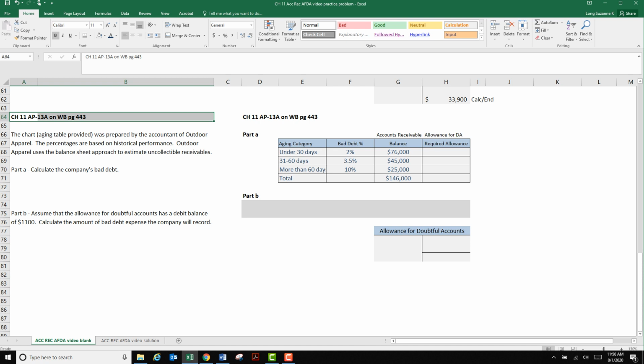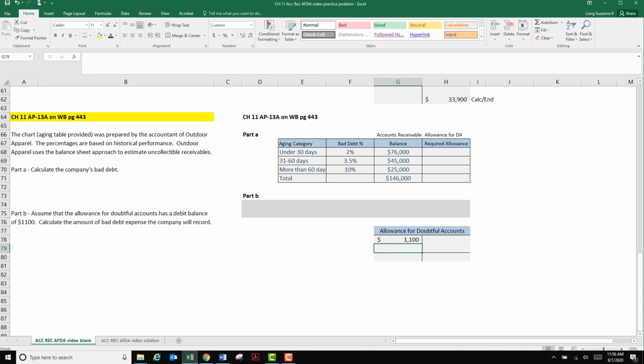Let's do one more percentage of receivables. We got a little bit more going on. Let's read the whole thing first. I didn't do very well with that last time. Okay, we got another aging table. Yeah, balance sheet, percentages, aging, accounts receivable. Yep. Assume that allowance has a debit balance of 1100. Well, we could put that in right now. Wait, it's a debit balance. Oh, interesting. And that can happen.